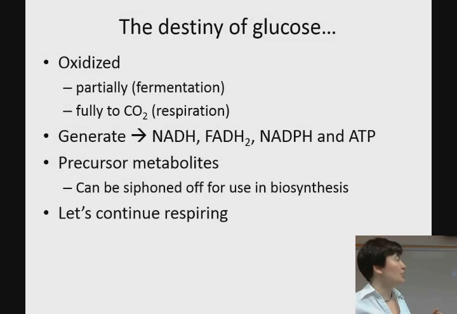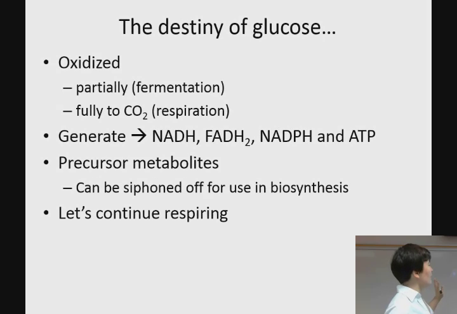I just want to mention that glucose has a variety of possible destinies. So you can burn it all the way down to the ground, right? If you have the enzymes to do that. Why would you maybe not do that? Why would you stop halfway through and do something else with it?